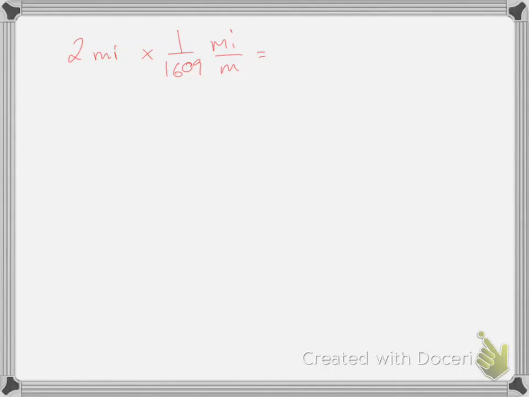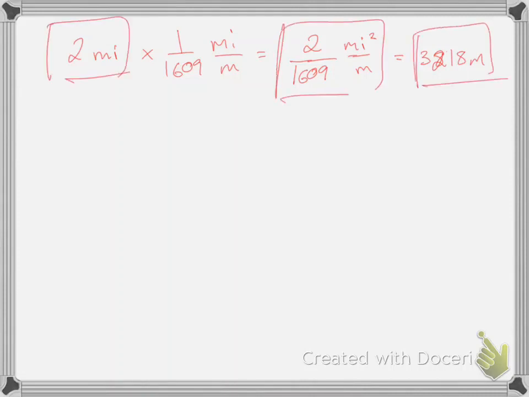And so what are we left with? We're left with 2 over 1,609. You can plug it into your calculator, doesn't matter what it is. And the units are miles times miles, which is miles squared over meter. So 2 miles is equal to 3,218 meters, or it's equal to 2 over 1,609 miles squared per meter. We'll just write the other one here. 3,218 meters, right? So 2 miles is also equal to this, is also equal to this.